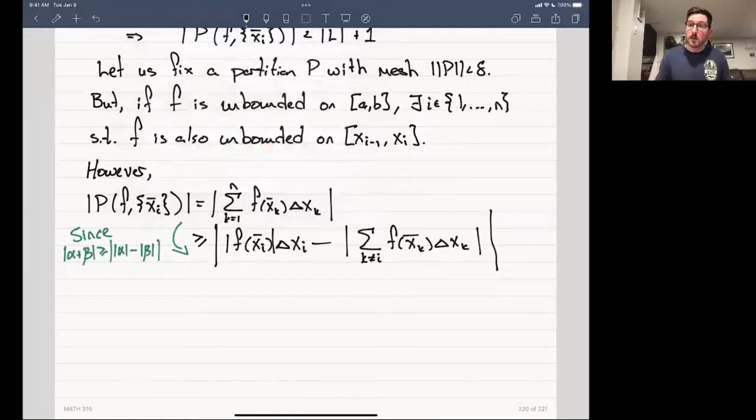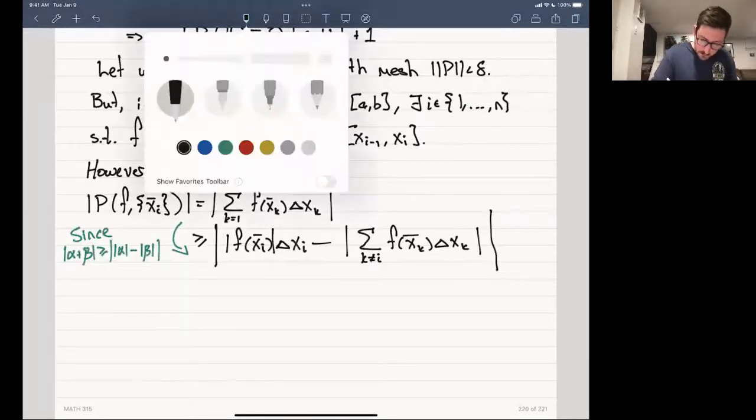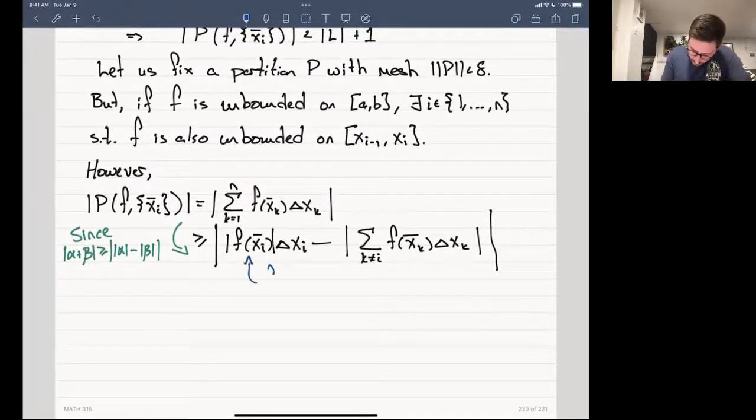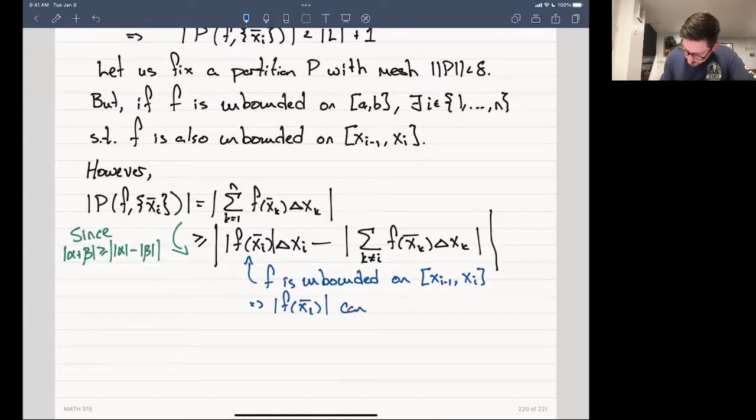But remember, this thing is independent of the evaluation point, so I can wiggle things around. So let's take a look. f is unbounded on this interval, x_i minus 1 to x_i, which implies that this thing can be made as big as we want.